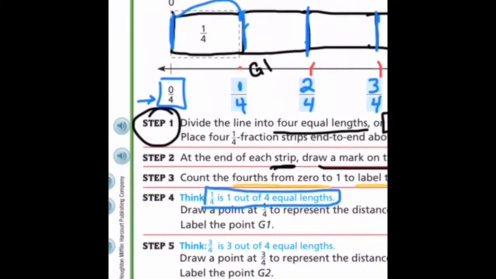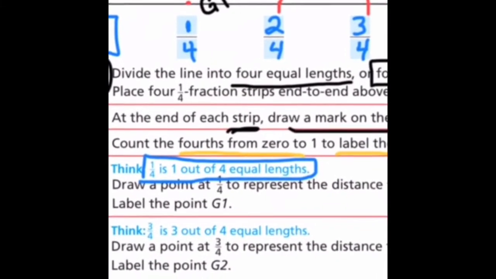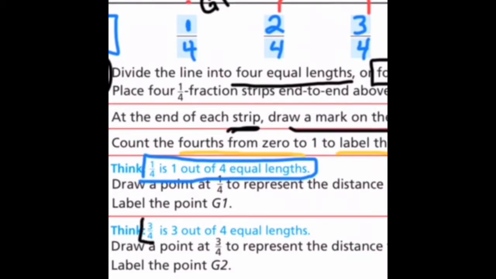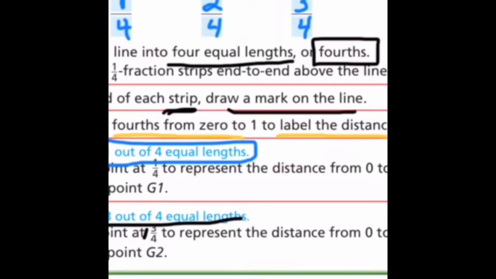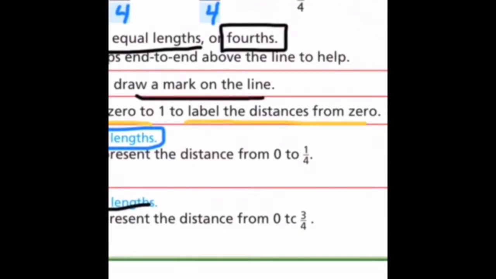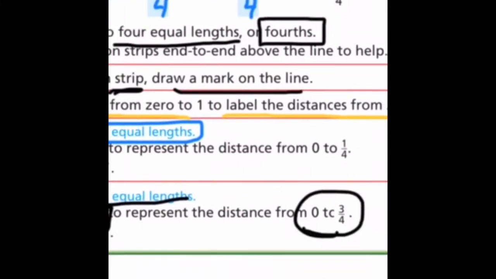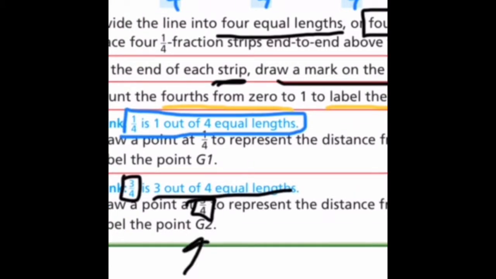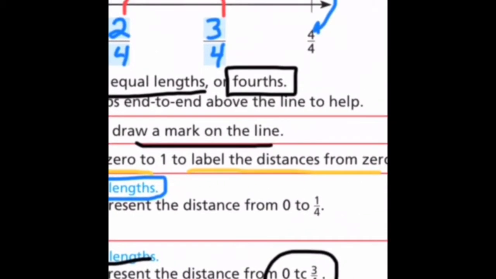That's where they stopped the first time, at the gas station. I think that's why they use G for gas. And then think 3/4, 3 out of 4 equal lengths. We'll draw a point at 3/4 to represent the distance from 0 to 3/4, and they want us to label it G2. So here's my point on the number line, and I'll label it G2. You should as well.